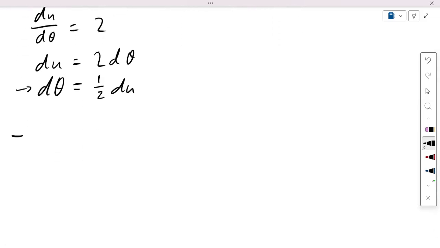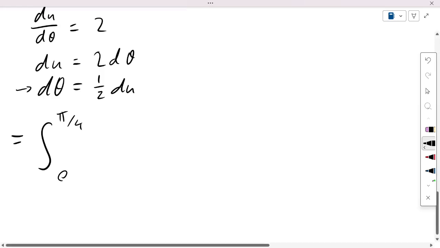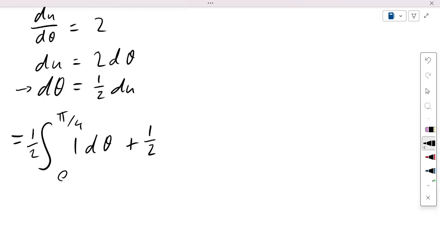Okay, then this is just going to be equal to the integral from 0 to pi over 4 of 1 d theta, and this is a half. Now there's just one little thing that we still have to do. Remember the upper limit and the lower limit, we still need to find the new ones.